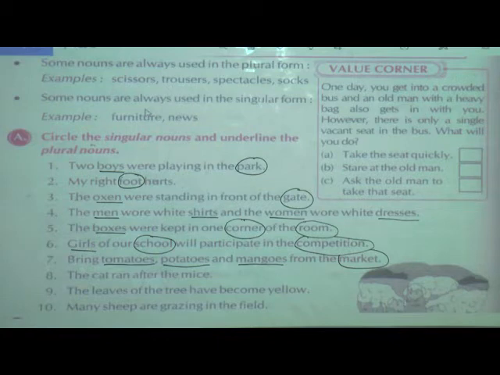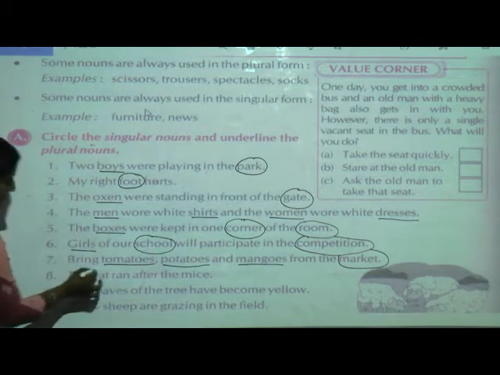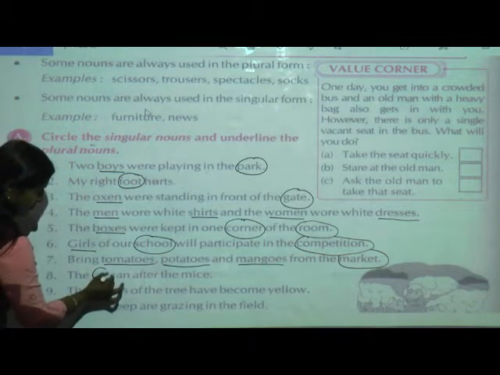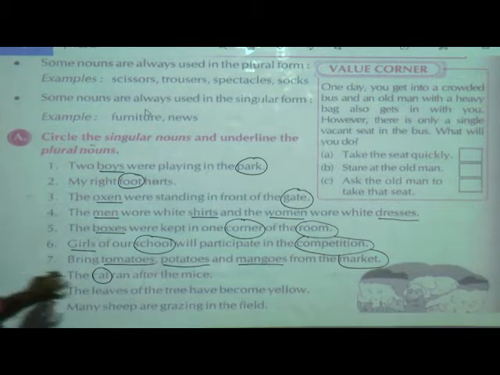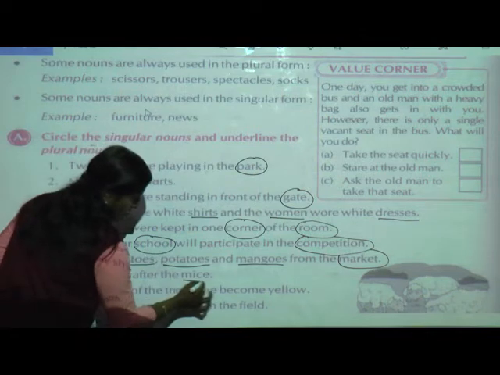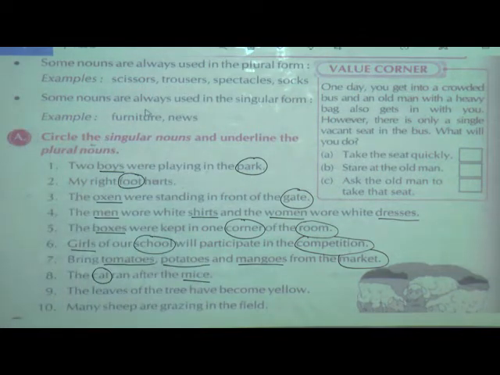Now the cat ran after the mice. So cat is singular. Mice is the plural of mouse. Next, now you do, students.